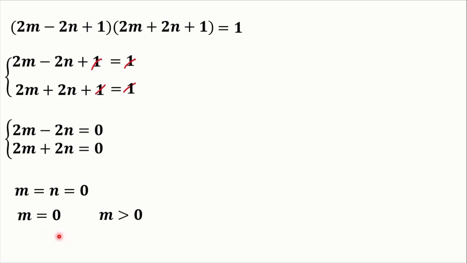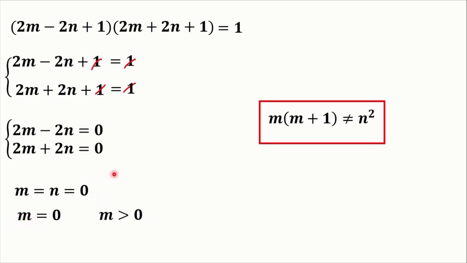It means that our statement that the product which we consider equals an integer square is not correct. And we can write that m times m plus 1 is not equal to the square of any integer. So this is the final step of the second solution.